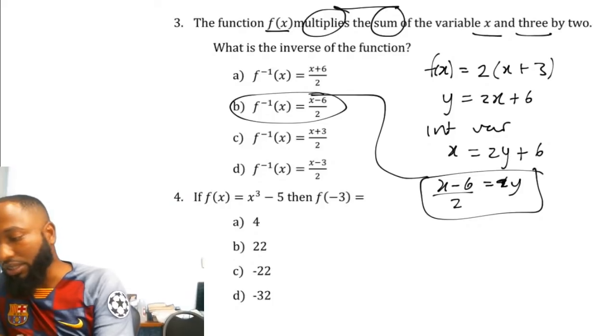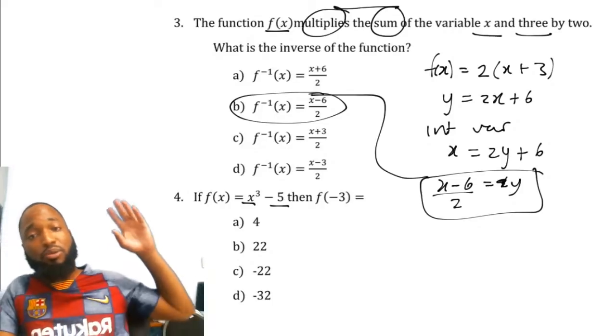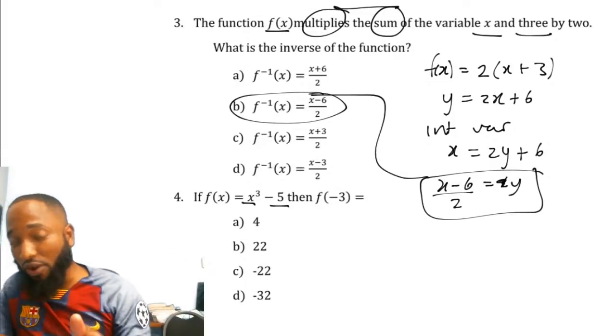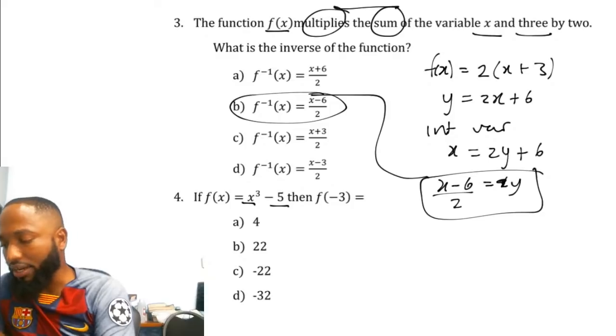If f of x is equal to x cubed minus 5, then f of negative 3. We'll be going over the entire book before exams to prime you up. So make sure you get your hand on the book, do it yourself, and then come through in the live session.